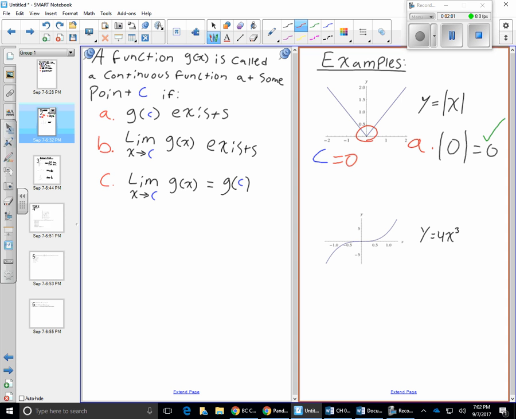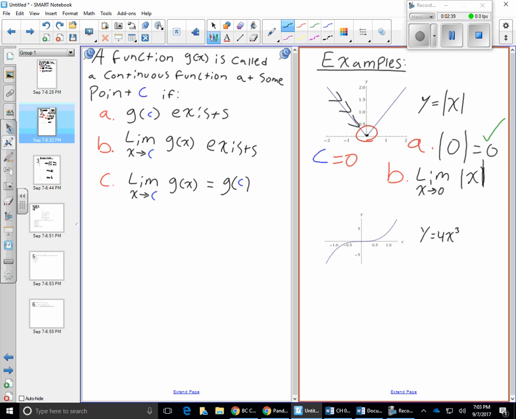Now let's talk about B. Does this limit exist? The limit as x approaches 0 of the absolute value of x. Well, let's think about it. If you're approaching from the left, as you approach 0, you go from positive values and you approach 0. That would be approaching from the left. You're going positive and approaching, approaching, approaching. You get to 0. Good.